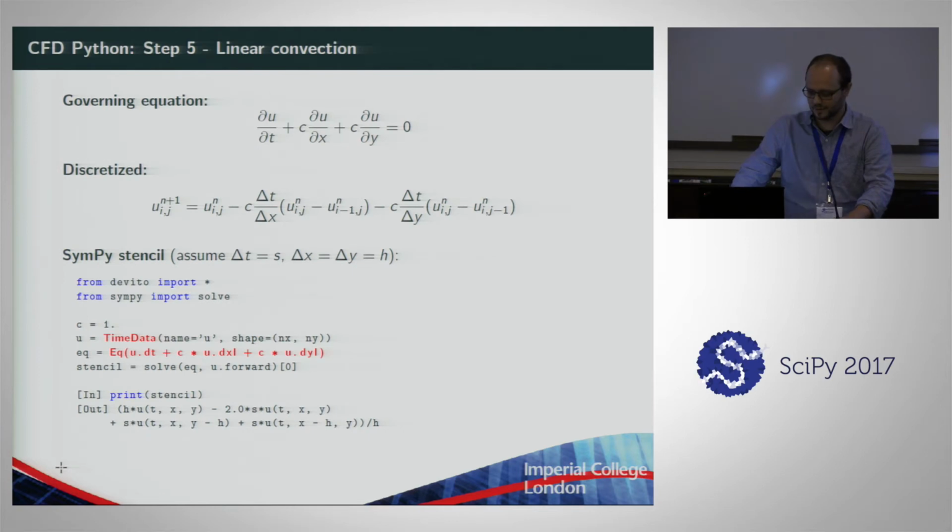So the first example I want to look at is step 5 in the original tutorial series, linear convection in 2 dimensions. So we have du/dt plus c times du/dx plus c du/dy, a simple advection equation. And if we do finite differences, we end up with this discretized equation. It comes from the tutorial itself. So how would I do this in code?